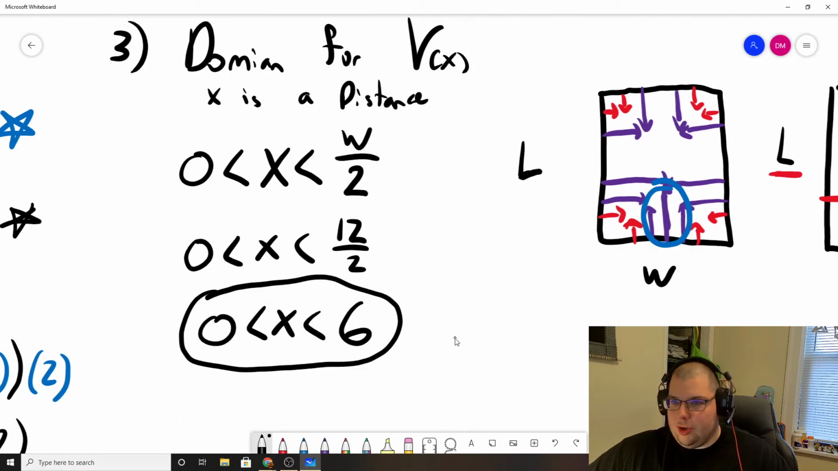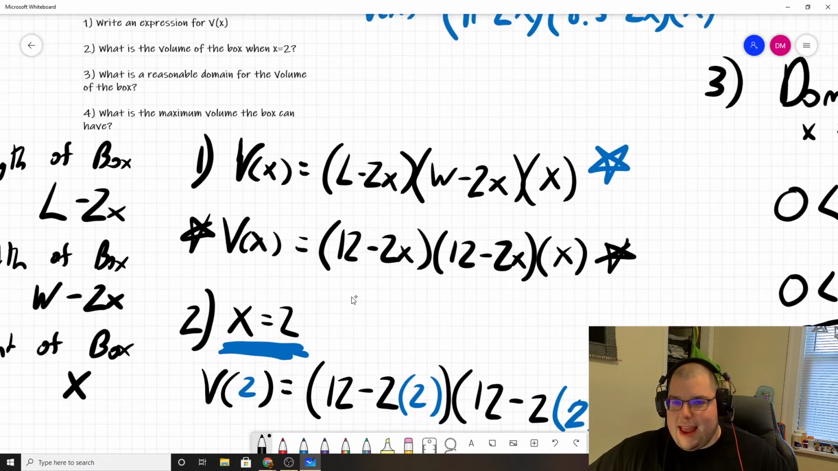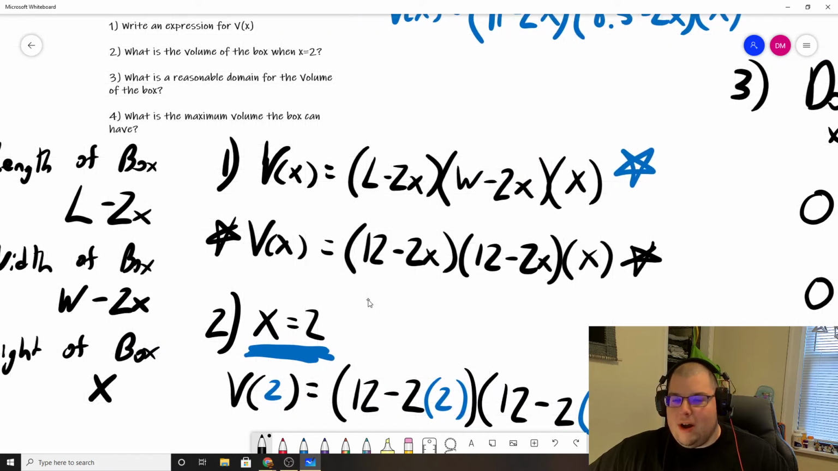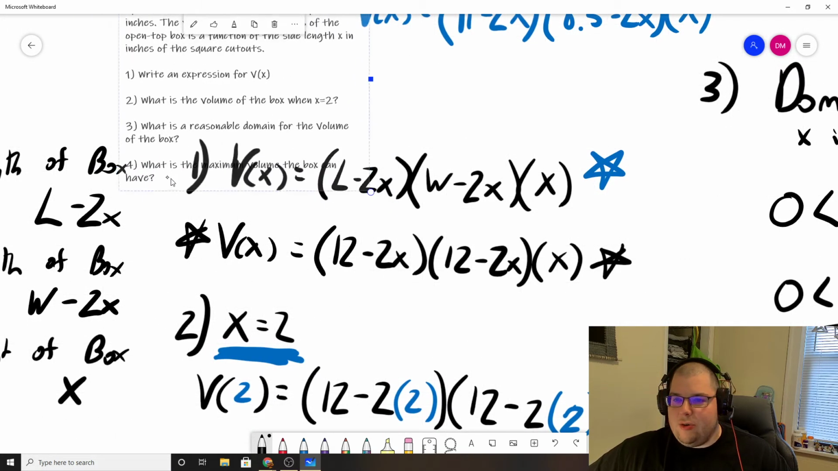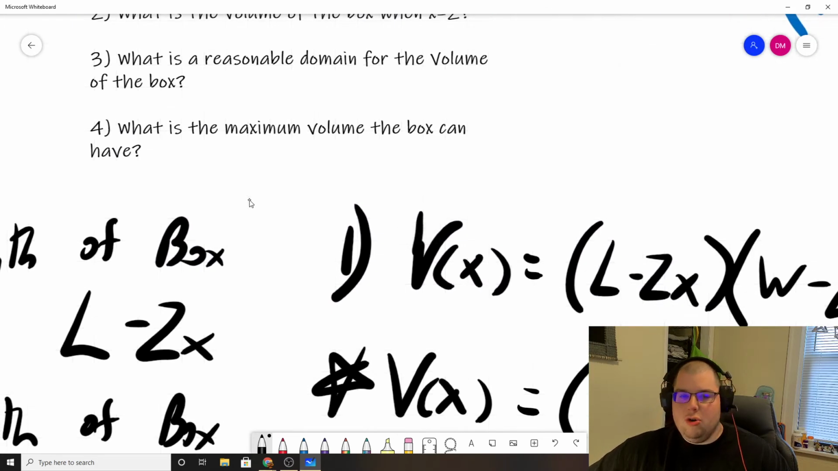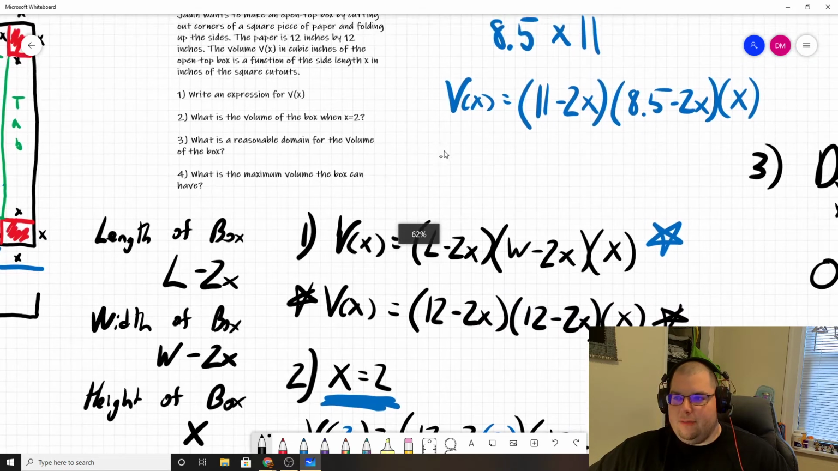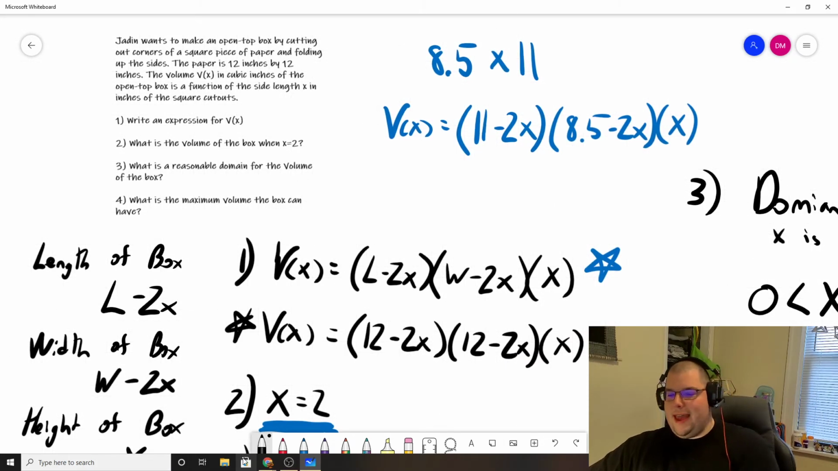Whew, that was quite a bit. Now, the very last question. What is the maximum volume the box can have? That question can be answered by graphing the equation for the volume. So we're going to go ahead and do that now.